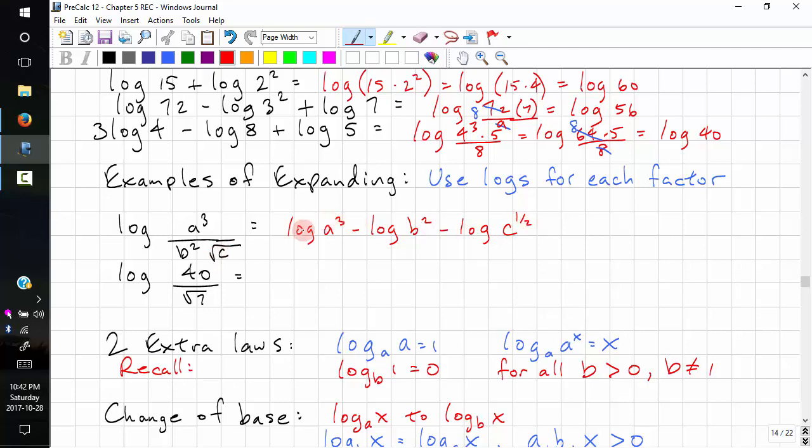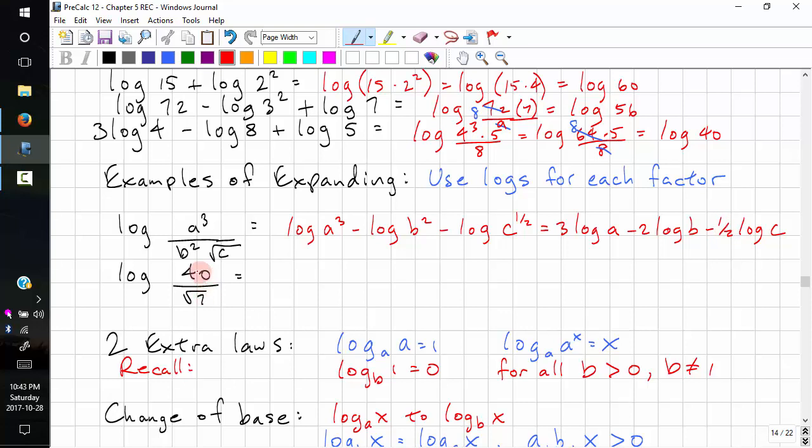Now we take all the exponents and move them out front as coefficients. So 3 log A minus 2 log B minus 1/2 log C. Okay, it's best to use fractions rather than decimals. Fractions imply exact values.